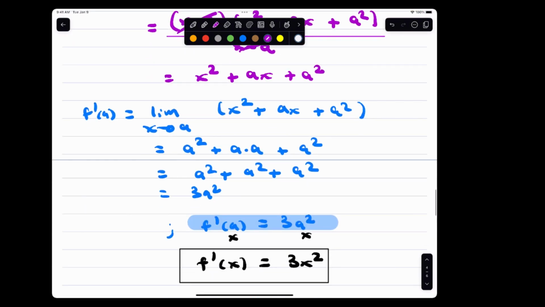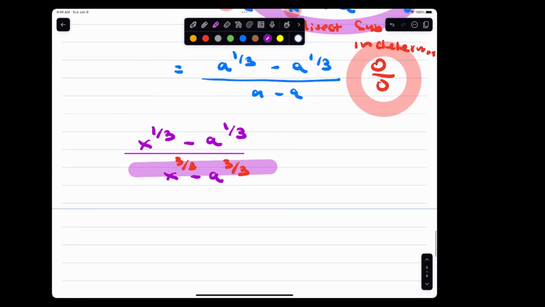Sometimes, instructors or even your book will show something like this, and you go, wow, what do I do now? Not sure. So what you do is, this is actually a difference of perfect cubes. Let's write this down. This is a difference of what? Perfect cubes.